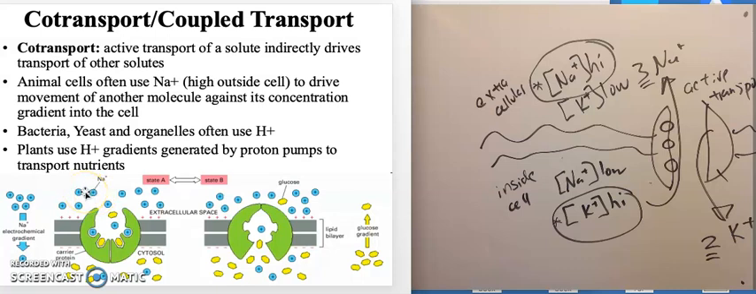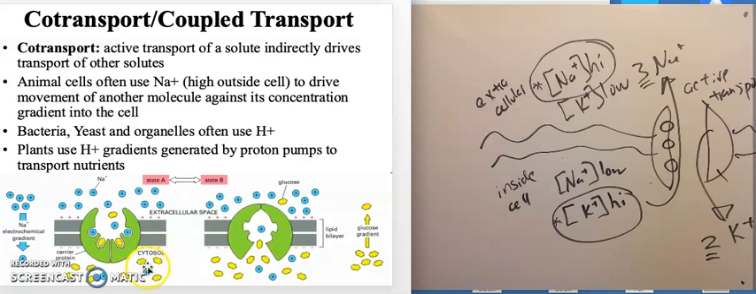Now, molecules want to diffuse down their concentration gradient from an area of high concentration to an area of low concentration. So sodium will naturally diffuse back through the membrane if there is a permeable protein that allows sodium to move into the cell. So in this case, this co-transporter binds sodium ions that want to diffuse into the cell and glucose molecules that the cell wants to bring in.